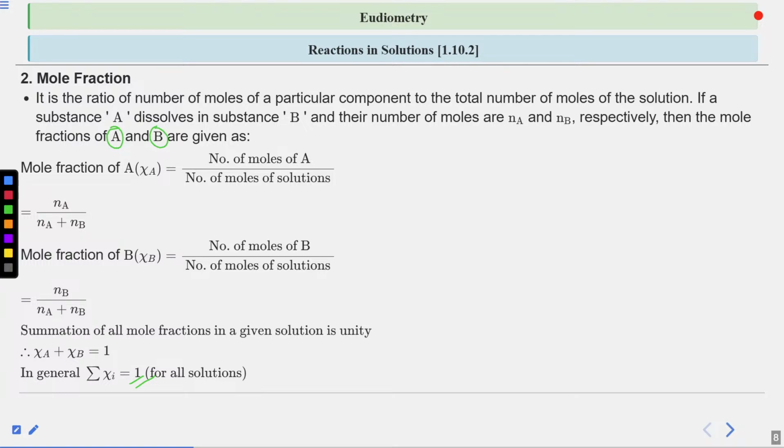Yes, you can calculate chi B by subtracting chi A from 1. It's very simple. Just bring this chi B here, and you can calculate chi A. So remember students, this formula is only applicable when you take the mole fraction of each and every component. Suppose you have 3 components, and if you add the mole fractions of only 2 components, you won't get 1. You have to add the mole fractions of all those 3 components.